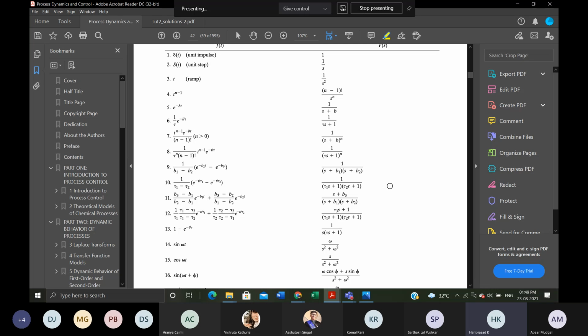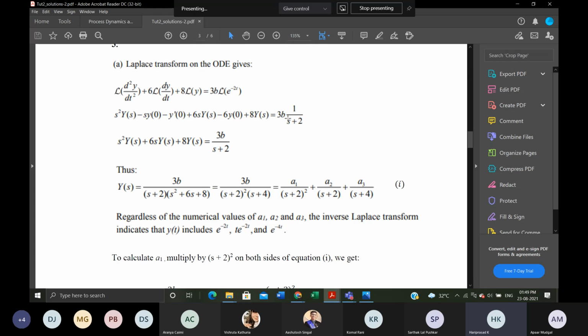So now we can go back. See, 1 plus s square over s plus 2 whole square times s plus 4 is not a standard form because you would not see a similar expression in the table. While a by s plus 2 square, which is like a1, you'll have to calculate a1 whatsoever. 1 by s plus 2 whole square, 1 by s plus 2, 1 by s plus 4, they are all in the standard form. So you can use them directly from the table.